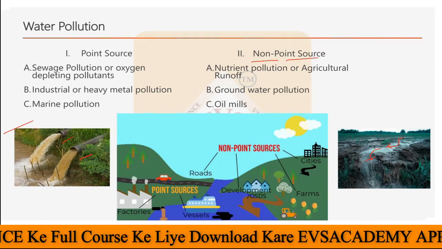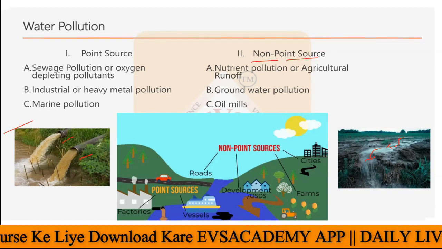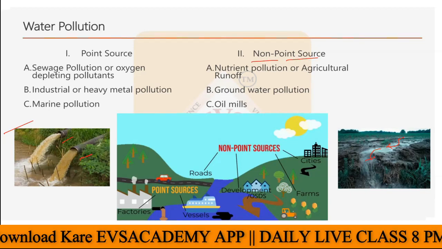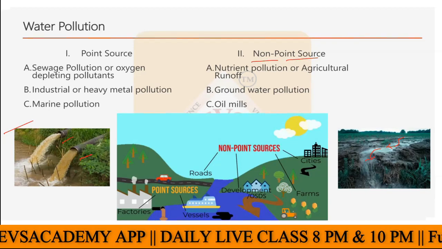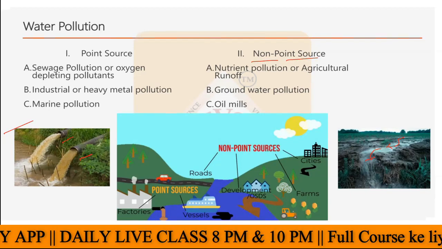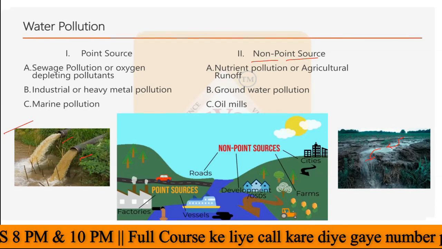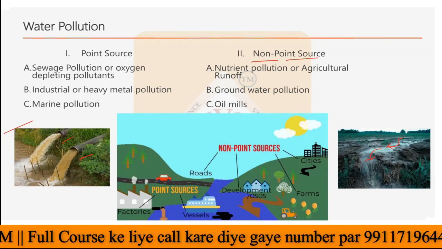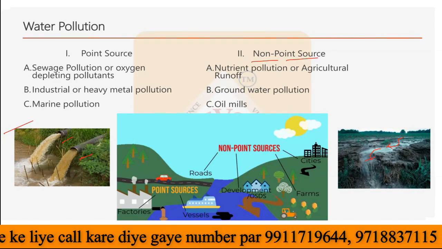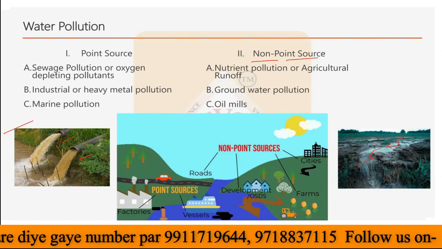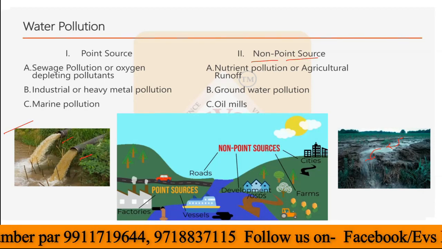The point source examples are sewage pollution or oxygen-depleting pollutants, which mainly contain organic compounds. Then we have industrial or heavy water pollution. Then we have marine pollution also, which is coming from the shore area or maybe the beach area, again a single source here. Non-point source examples are the agricultural field, that is nutrient pollution, as you can see.